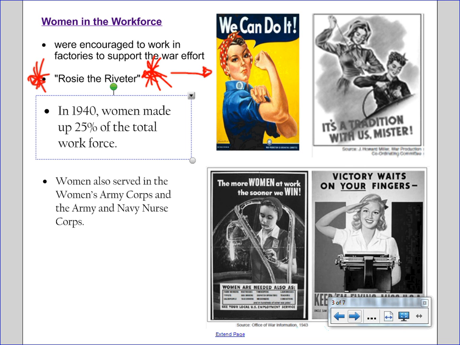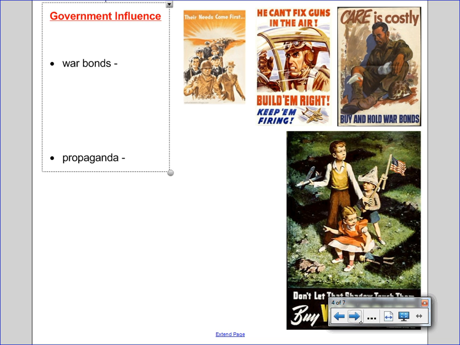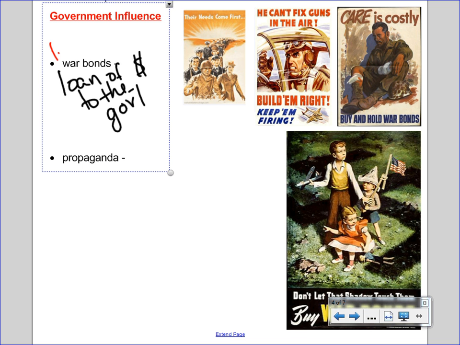So you can see a lot of different posters here, which would definitely be forms of propaganda, getting you to think a certain way, meant to try and inspire women to contribute. How else could people contribute? One way was by purchasing war bonds, which was simply a loan of money to the government.